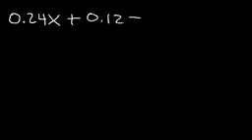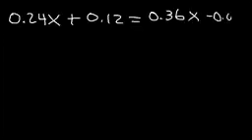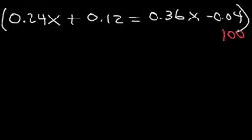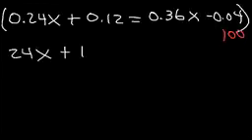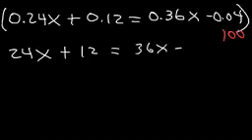Try this one. 0.24x plus 0.12 is equal to 0.36x minus 0.04. So this time we have two numbers to the right of the decimal point. So we need to multiply both sides by 100. And whenever you do that, you need to move the decimal point 2 units to the right. So 0.24 times 100 is the same as 24. So we have 24x. 0.12 times 100 is 12. 0.36 times 100 is 36. And 0.04 will change into 4.